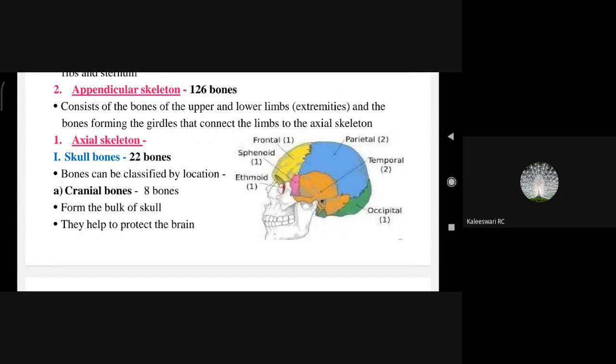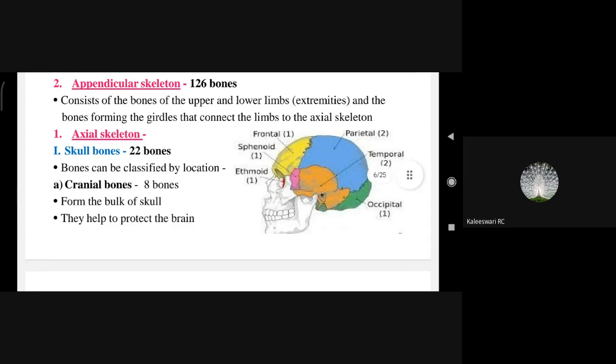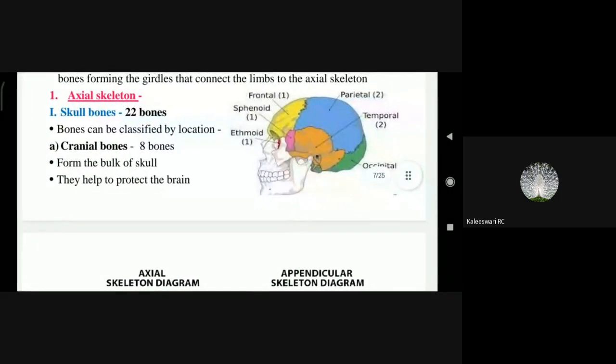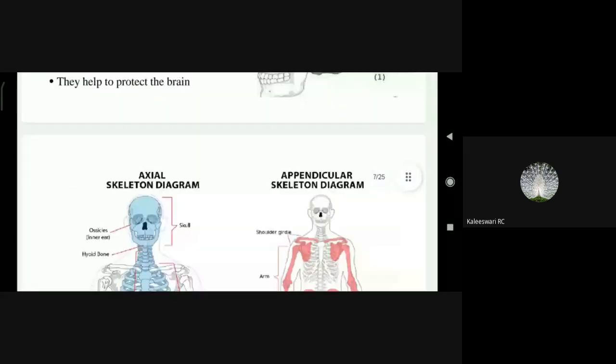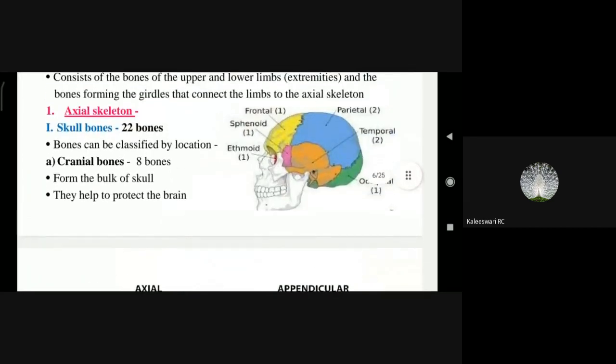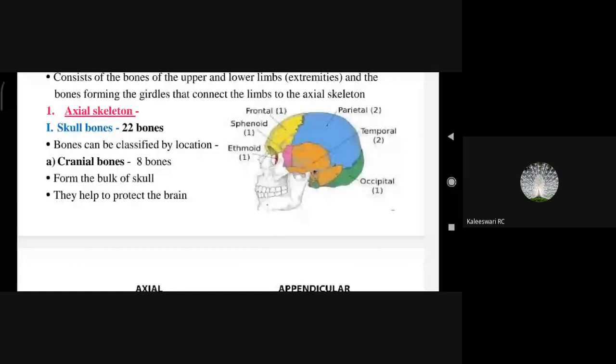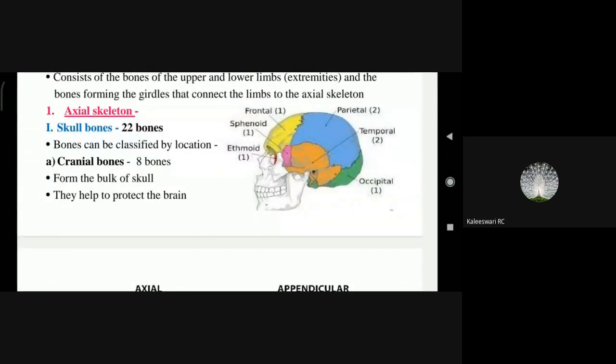So cranial bones are 8 types and form the bulk of the skull. They help to protect the brain. Means these are the functions of cranial bones. They protect the brain. And these are the cranial bones. You can see here it is shown in different colors. Like frontal bone is 1 and it is on the front of our forehead. Means it is forming our forehead. So frontal bone is 1 in number.